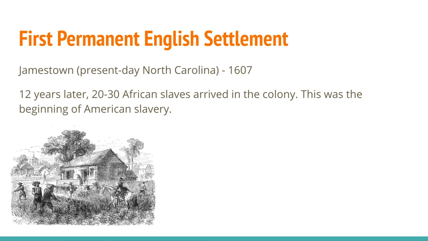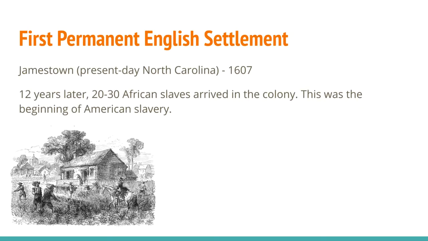So permanent English settlement of North America begins, of course, in 1607 with the Jamestown colony in present-day North Carolina. It is interesting to note that 12 years later, in 1619, the Jamestown colonists would purchase 20 to 30 African slaves for their colony, who thus became the first African slaves in America, thereby ushering in the unique American history of slavery. Okay, so 1619 was actually the beginnings of American slavery. 1607 is when British settlement finally has a foothold on the North American continent.